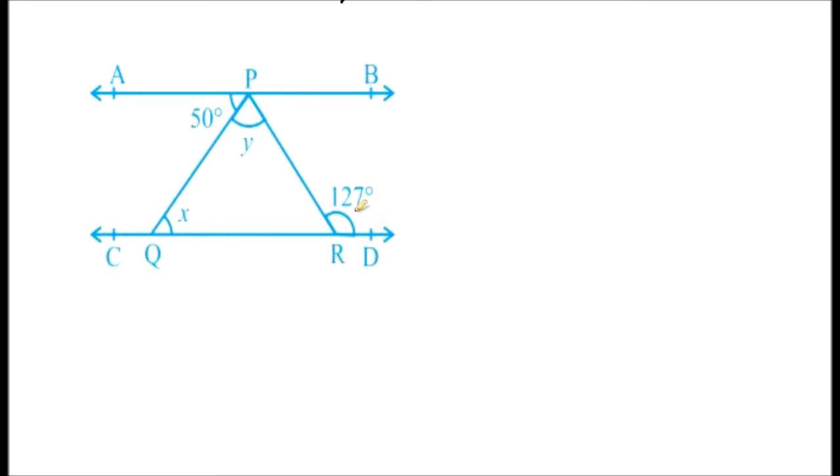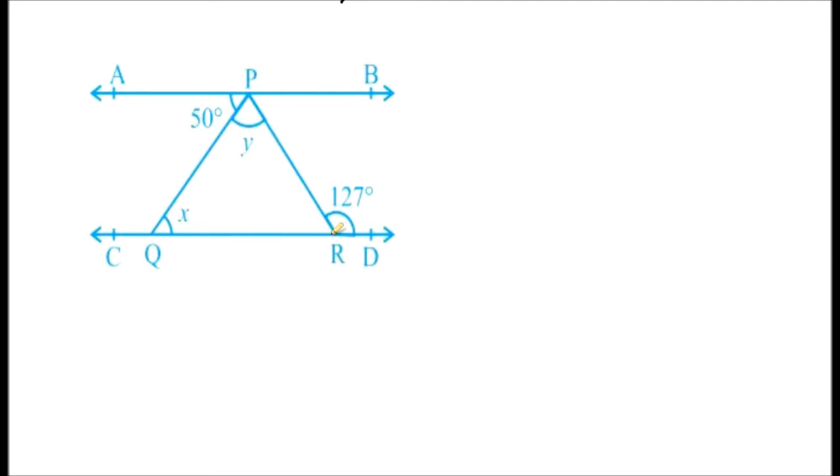Here you have a new problem. Here AB and CD are parallel lines, angle APQ is 50 degrees, angle PRD is 127 degrees, and we need to find angle X and angle Y. So this also we can find by using parallel lines and a transversal.